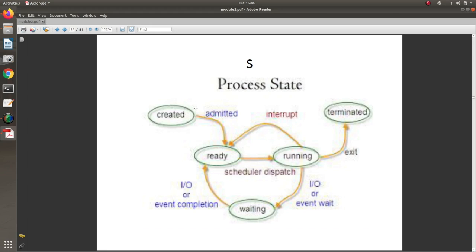So if we take a general common process which has an input and output, first it's created, then it's moved into the ready state. Once the processor is available, it gets into the running state. If it needs an input or output, it moves into the waiting state. Once the input or output is given, it goes to the ready state, then it's again running, and then if the process is completed, it moves to the terminated state, which means the process is complete.